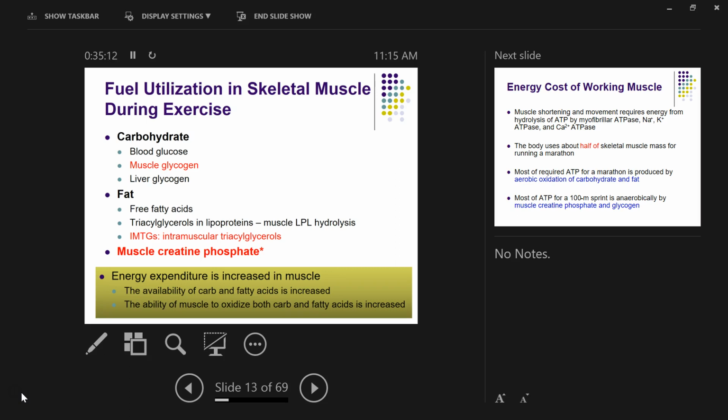So energy utilization is also increased during exercise, because the availability of carbohydrate and fatty acids is increased, and also the ability of muscle to oxidize both carbohydrate and fatty acids increases. Both availability and oxidation capacity increase during exercise. This is just a common concept that you probably want to know.